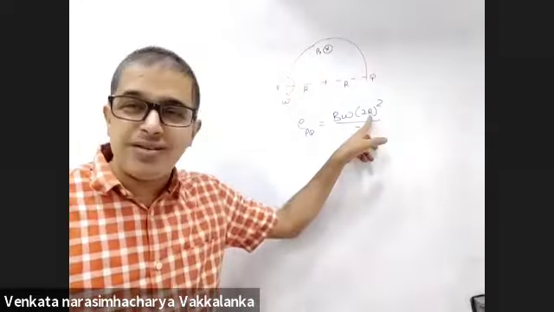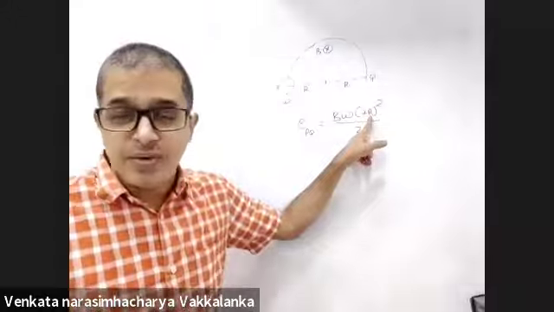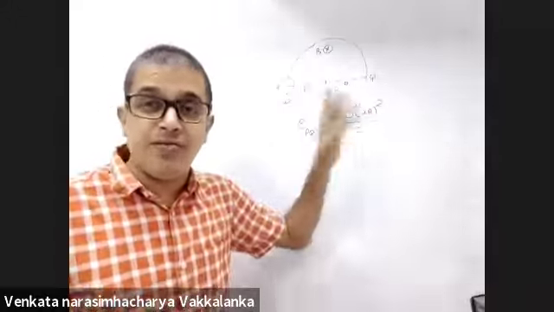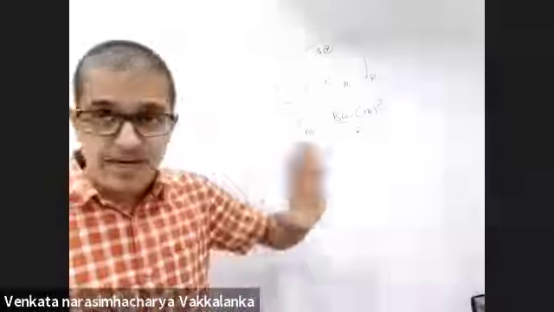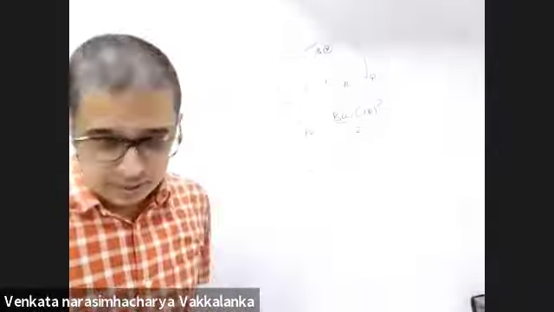Here R is not the resistance. I have this radius. It is a very bad habit of using the same symbols for two different parameters. R is the radius. Right?